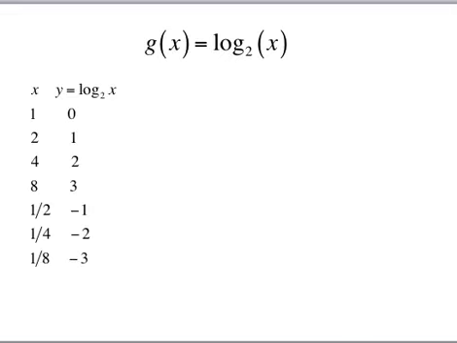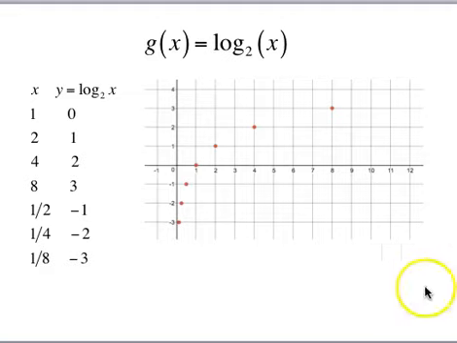So there's our table of values, graphing those points. 1 on x, 0 on y, 2 on x, 1 on y, 4 on x, 2 on y, 8 on x, 3 on y, a half on x, negative 1, a quarter, negative 2, an eighth, negative 3. So if we were to connect all these, you'll notice it's asymptoting this time to the y-axis. As we head this way, the dots get closer and closer to the y-axis, but never actually get there.